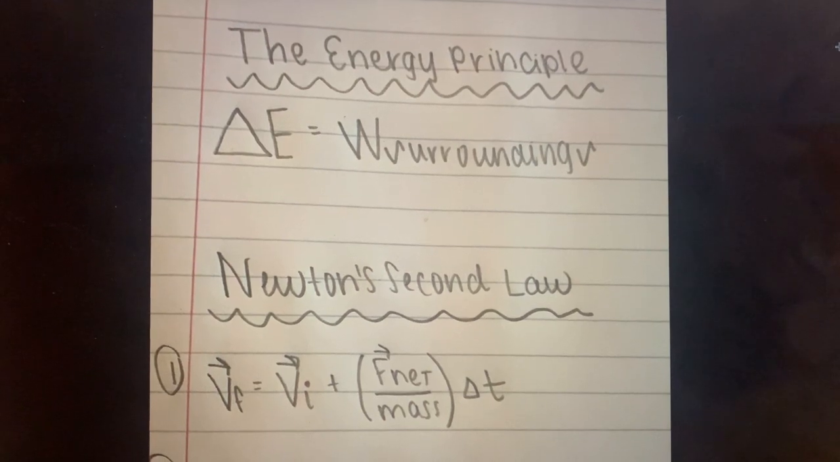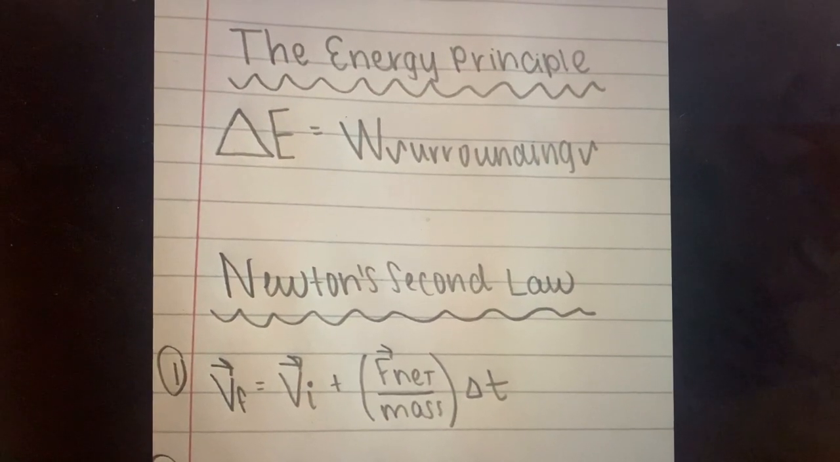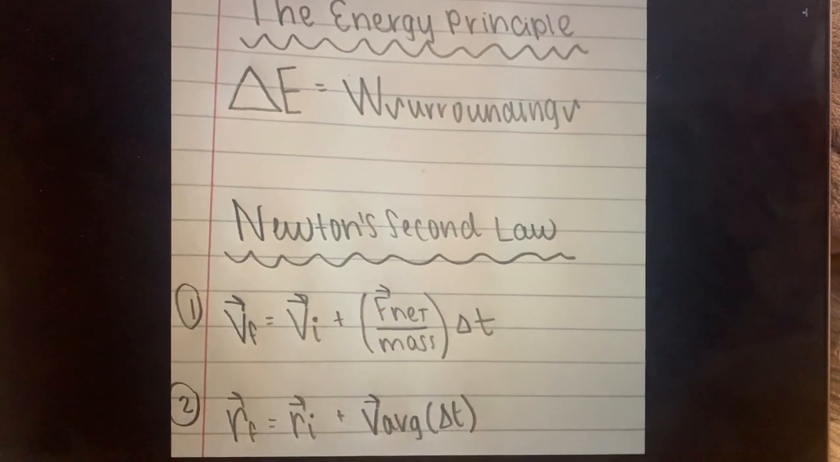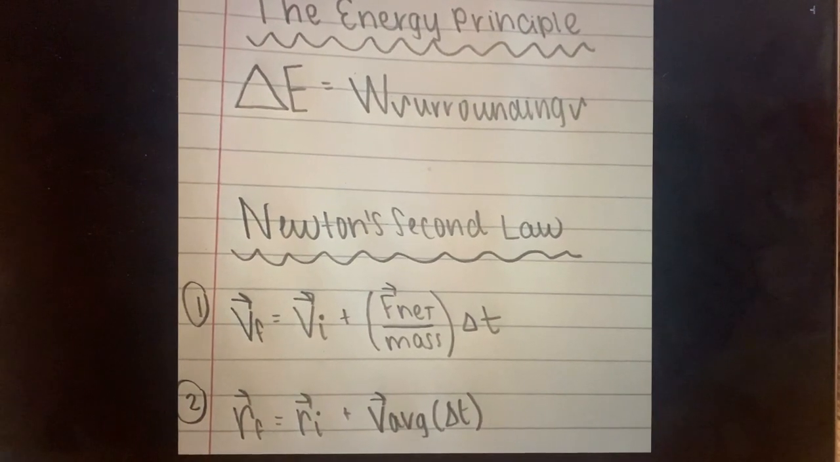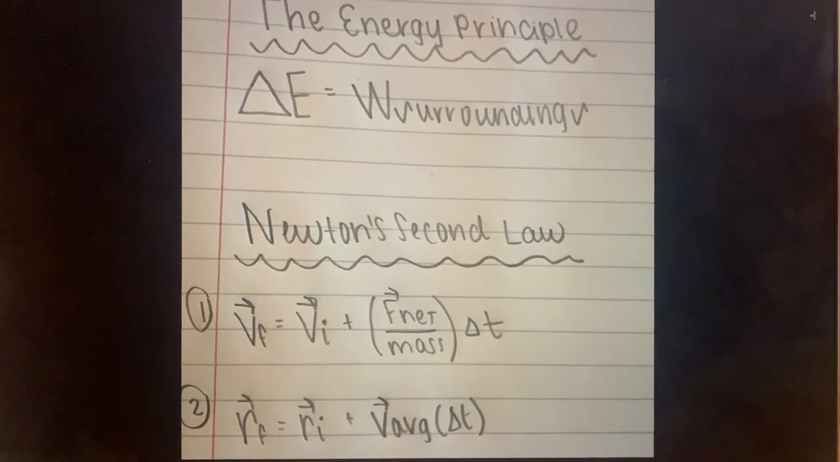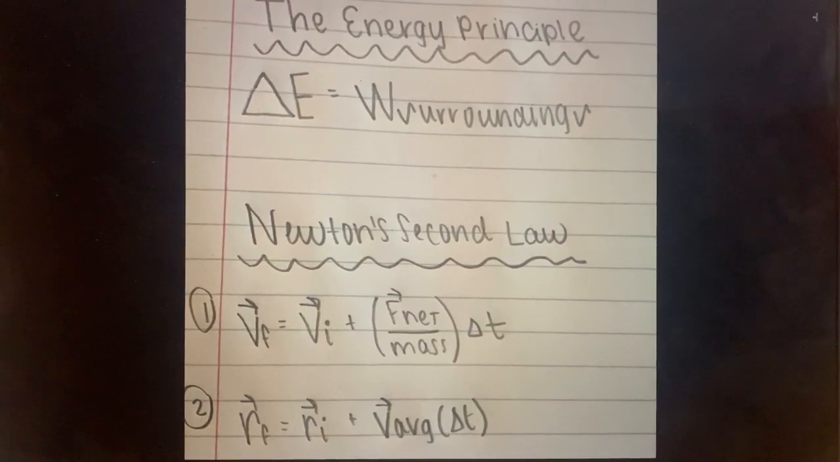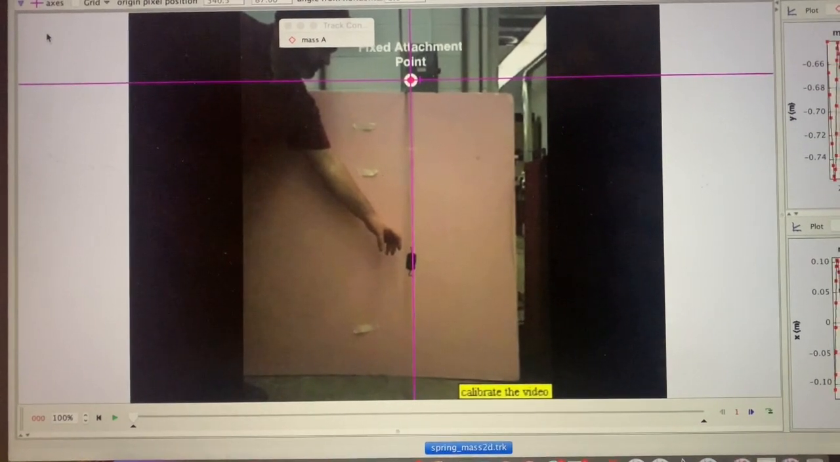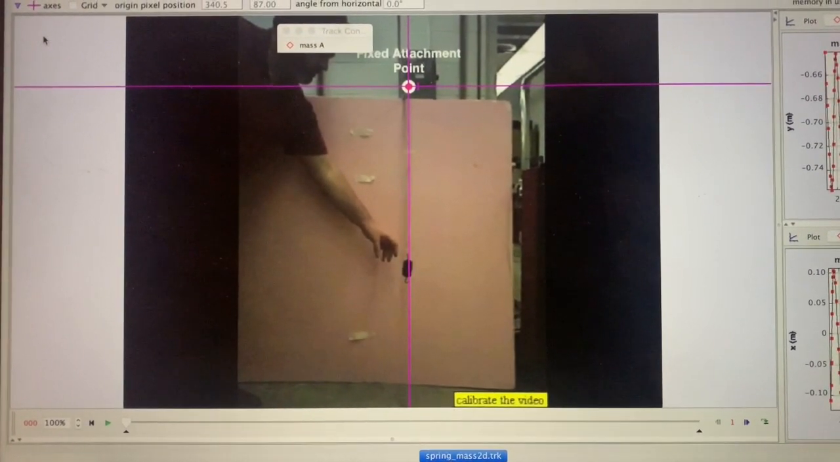The energy principle, in its most basic form, states that the change in energy of the system is equal to the energy inputs from the surroundings. This principle relates an effect, or the change in the energy of the system, to a cause, or the interaction with the surroundings.